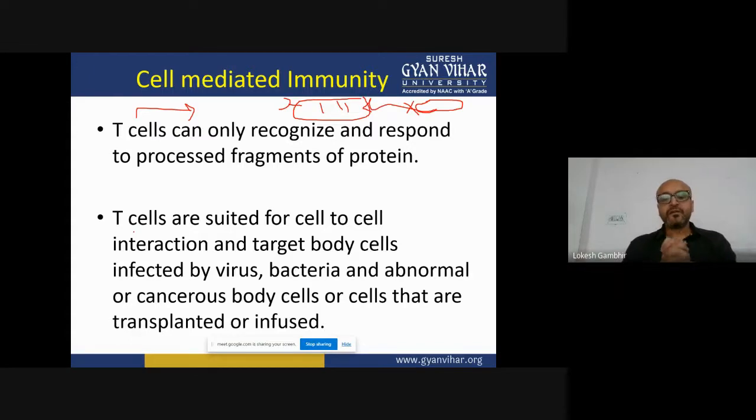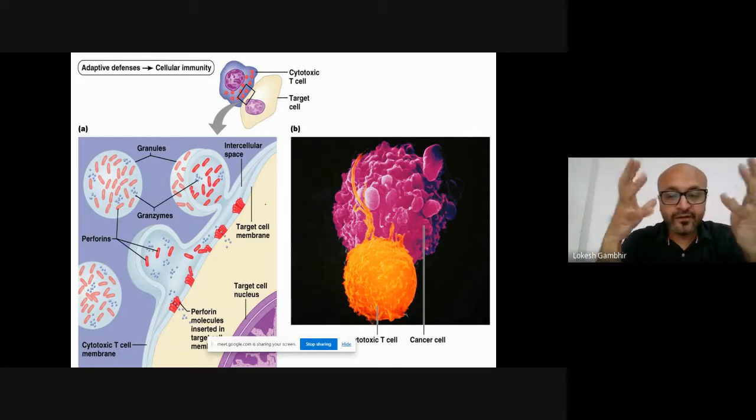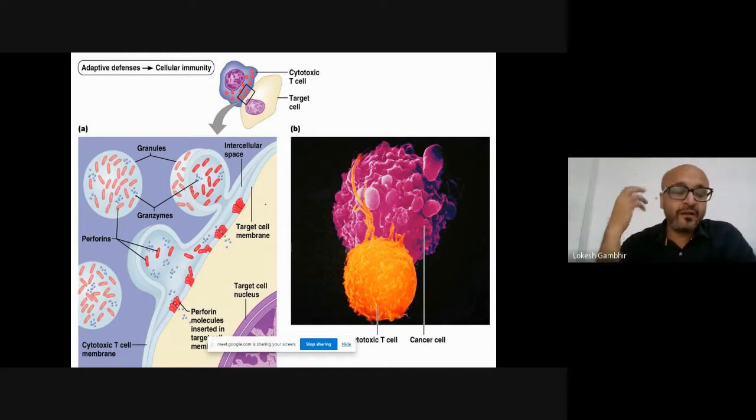Because of this, these T cells are very much adapted for cell-to-cell interaction, and they directly target those body cells that are infected by pathogens like viruses or bacteria, that is, the endogenous antigens. That is the reason why they are not able to target blood-borne antigens, or antigens which are not attached to any cells, as in viremia or bacteremia conditions.